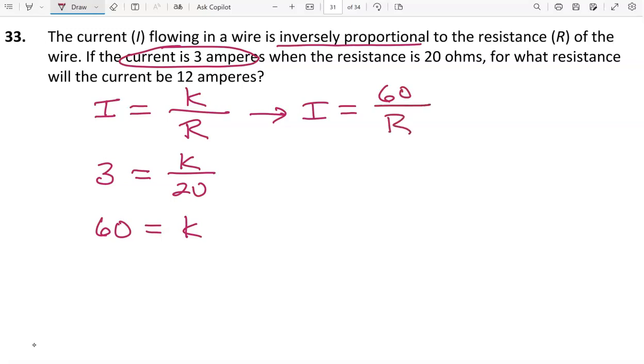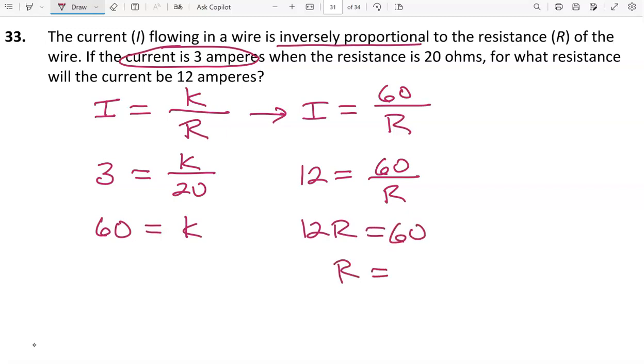And we are asked for the resistance when the current is 12 amperes. So I'm going to replace I with 12. And so 60 divided by R is equal to 12. Multiplying through by R, 12 times R is equal to 60, and R is equal to 5. And R is the resistance, and our resistances are measured in ohms. So that final answer here would be 5 ohms.